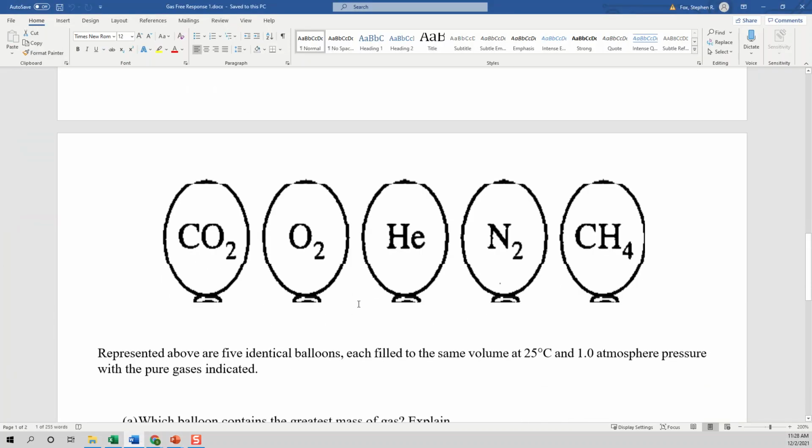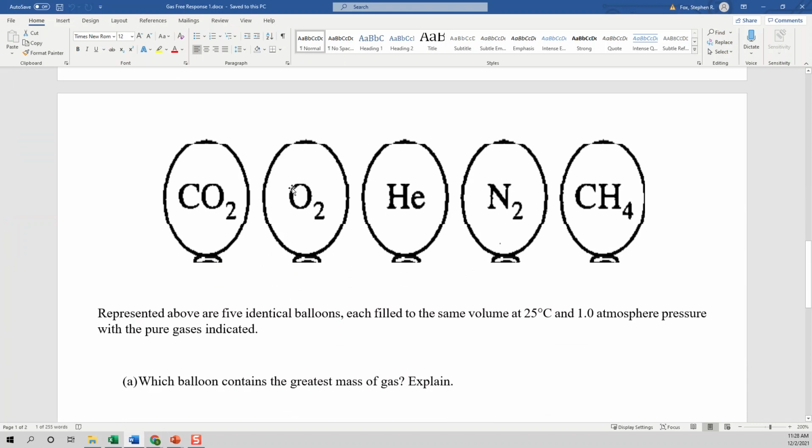All right, we got 5 balloons, and it looks like they have equal volumes. One's full of CO2 gas, one's full of oxygen gas, one's full of helium gas, one's full of nitrogen gas, one's full of CH4 gas. So assuming they're at equal volumes, equal pressure, and equal temperature, that must mean you have the same number of particles in each one.